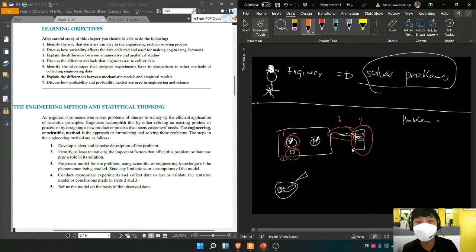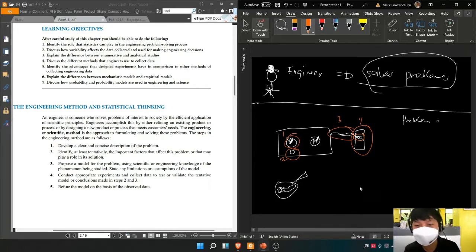Okay, so step 3, propose a model for the problem using scientific or engineering knowledge of the phenomenon being studied and state the limitations or assumptions of the model. Okay, this is very tricky because we are intended to use these steps for some of the problems, but for a stove like this we don't really have to propose a model for the problem. Okay, you don't really have to propose a model, because obviously all you need to do is to check all the parts. Okay, so propose a model.